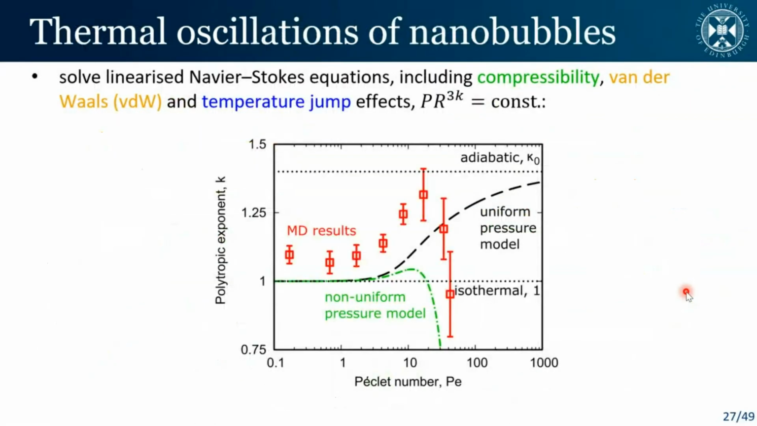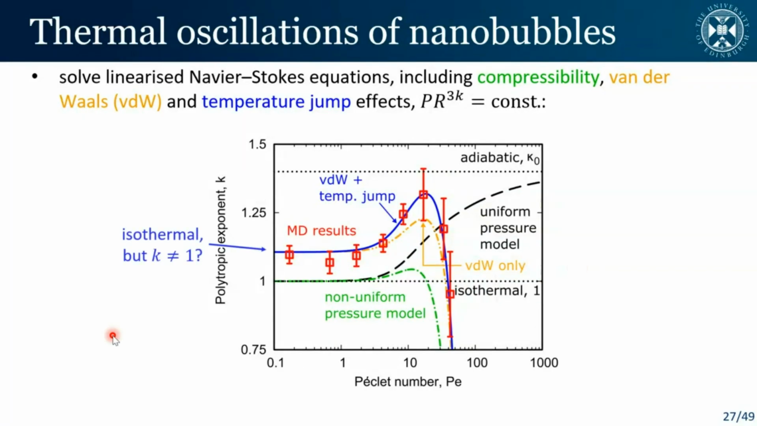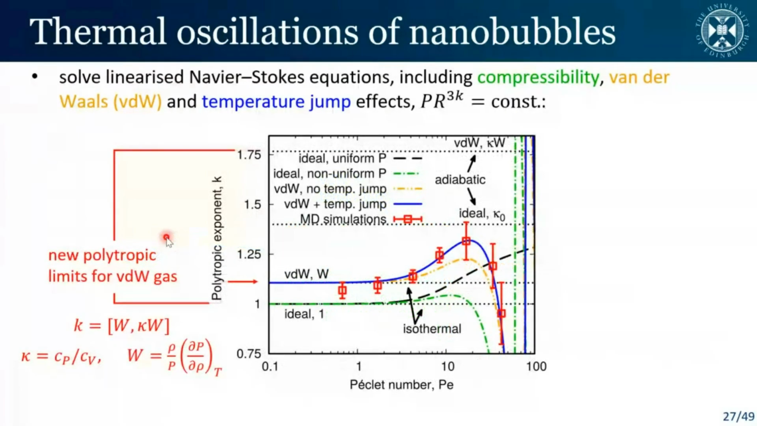And if we were to derive an analytical equation for this polytropic exponent K, we find that taking both these effects together again, we get really good agreement now with these MD results. However, we might see something that seems a bit peculiar at first, and that is that at this lower limit, we're expecting isothermal behavior, but we're not seeing this value of K equals 1, which is what we would expect. As it turns out, this range of K from 1 to 1.4 is really only true for an ideal gas. And as we go to a non-ideal gas, these limits change.